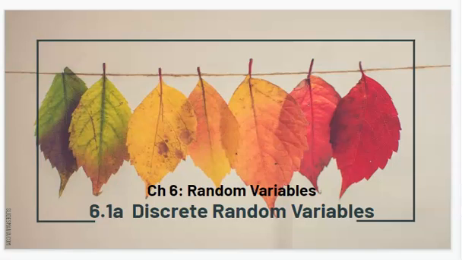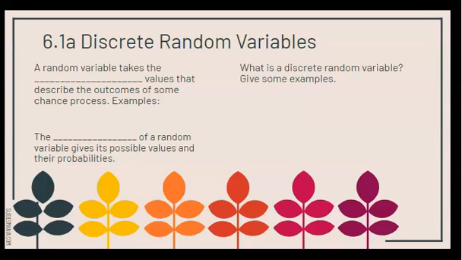All right, in Chapter 6, we're continuing with probability, but specifically looking at random variables. And we're going to start with what's known as discrete random variables. All right, so some definitions. A random variable takes a numerical value that describes the outcome of some chance process. That's a random variable in general.